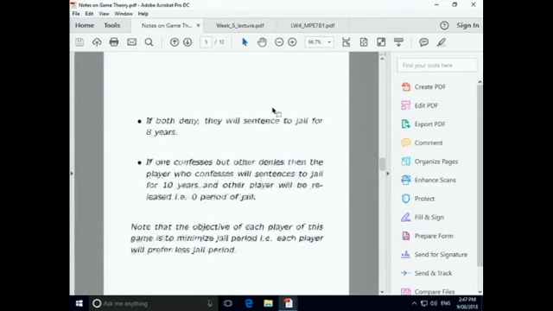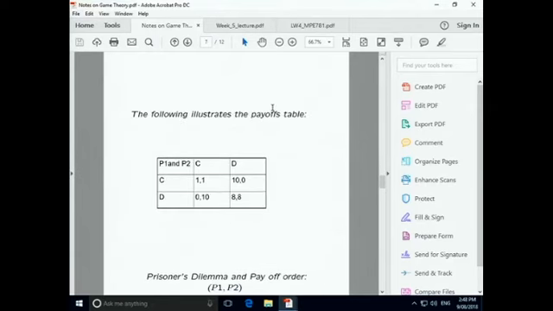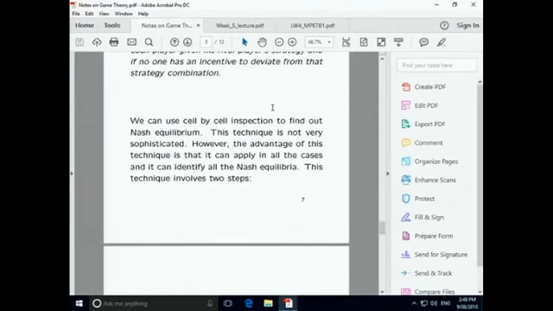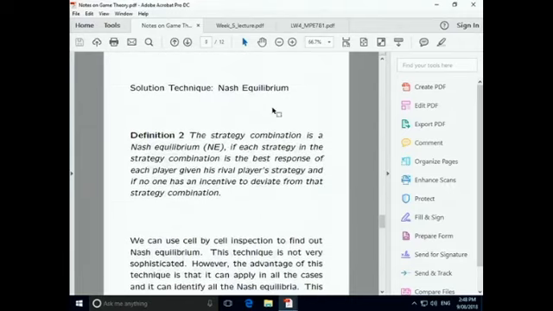The best example is called the prisoner's dilemma. So what is the prisoner's dilemma? How much time have I got? I've got 2 minutes, so I don't think this will be enough to solve this game, so I will go into it next week, right? But before that, I'll just show you the Nash equilibrium, which I gave you the definition of. He says that a strategy combination is the Nash equilibrium if each strategy in the strategy combination is the best response for each player, given his rival's strategy, and if no one has an incentive to deviate.